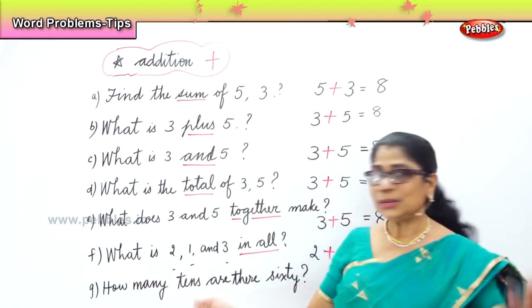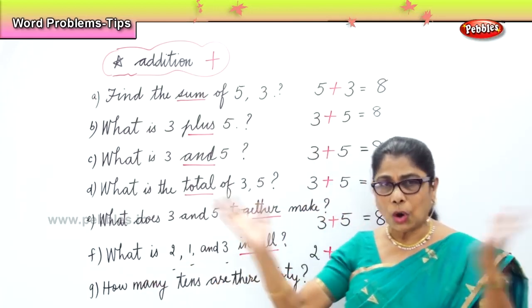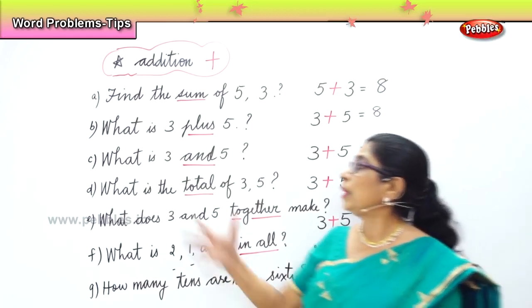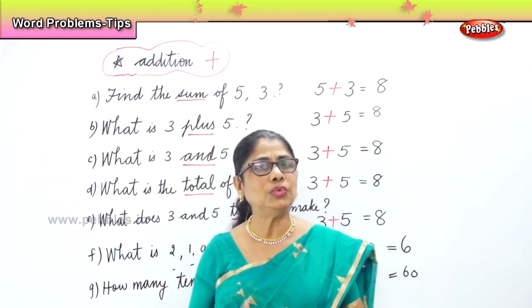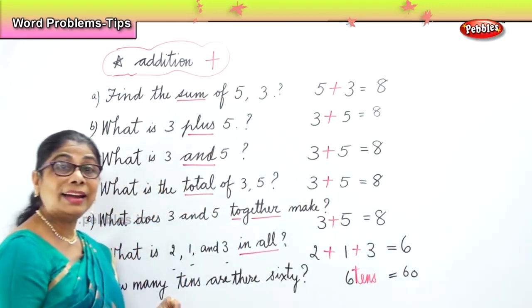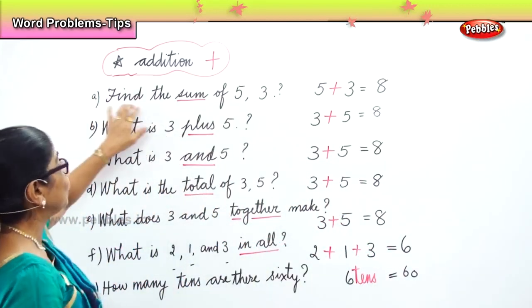Okay? What is 2 and 1 and 3? What are we in all? How much does it make? How many? 10. How many? Now, if you can do this, then I will say you have understood addition.